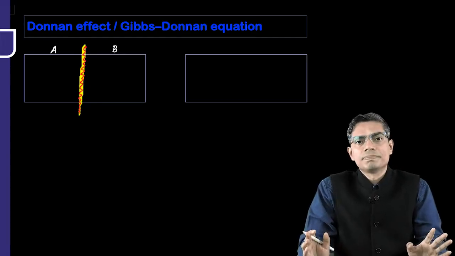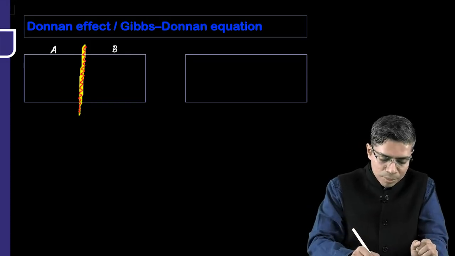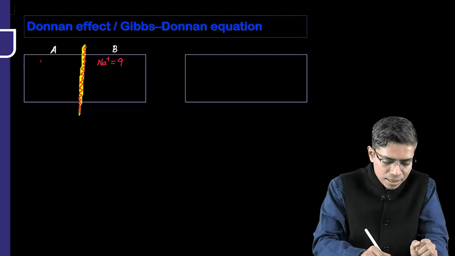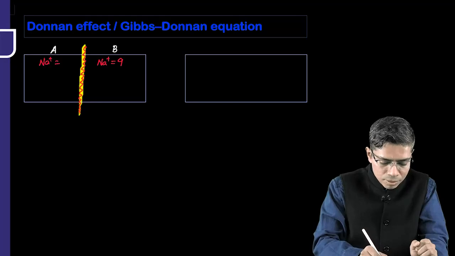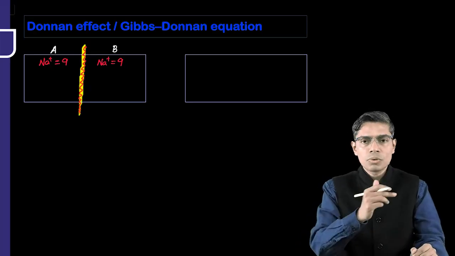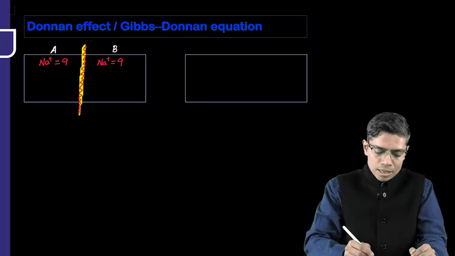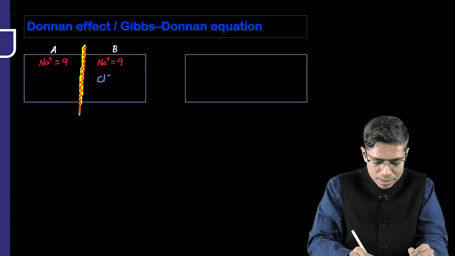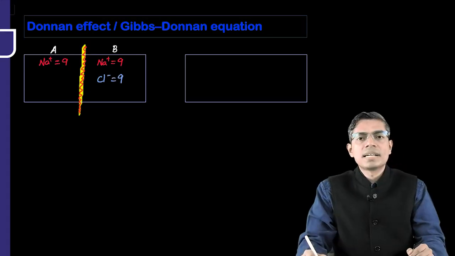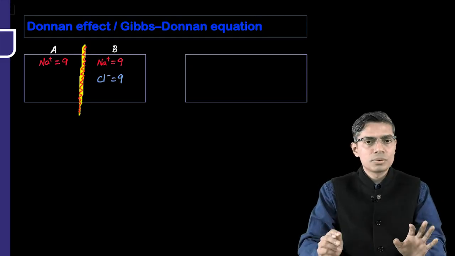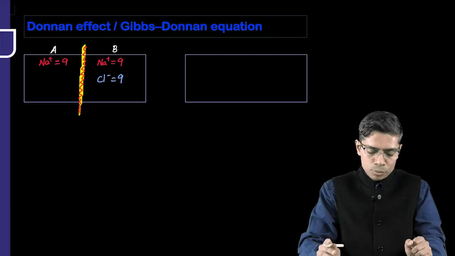So how much sodium? Suppose I am adding 9 molecules of positively charged sodium ion on side B and 9 molecules of sodium on side A. Because they are equal in concentration, no question of diffusion arises here. Now suppose I am adding 9 molecules of chloride on one side, that is side B. Because chloride is also permeable through this membrane, what will happen?